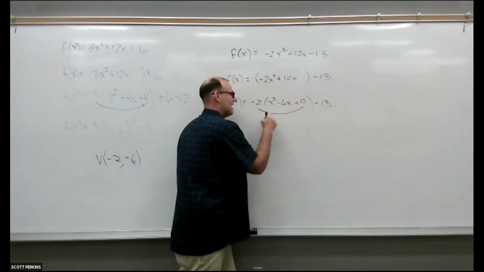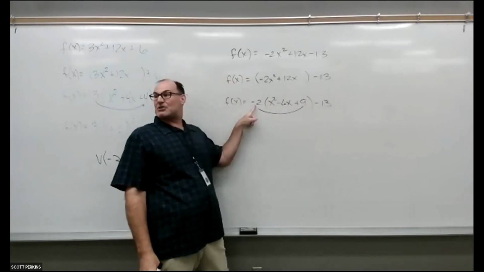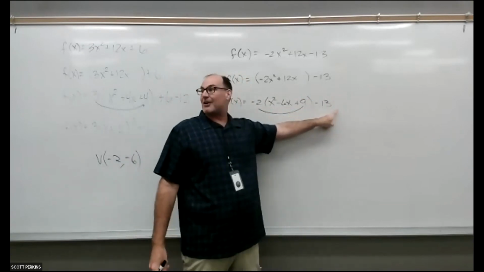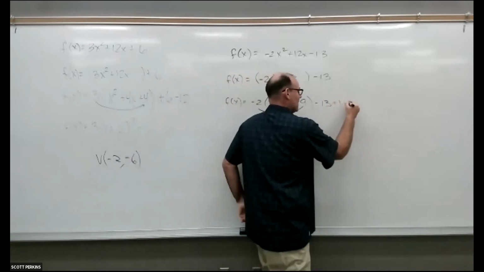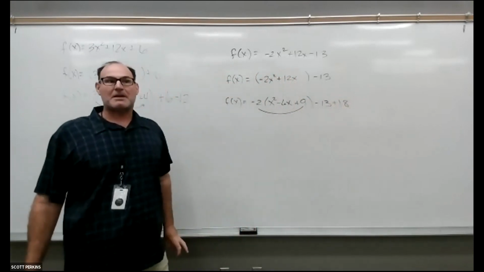Not added 18, added negative 18. Remember, it's a negative 2 times a positive 9. That's negative 18. So what do I have to do out here? Positive 18. Careful of that sign. It's the exact same process. You've just got to be careful of the sign.